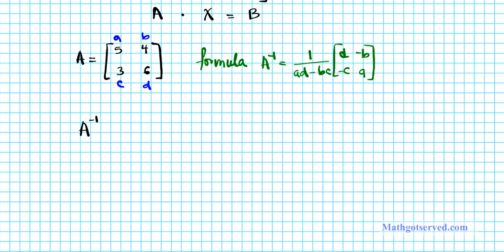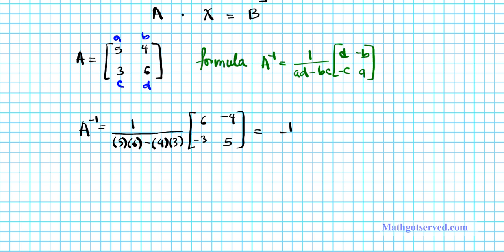A to the negative 1 is equal to 1 over the determinant of A, and the determinant, hopefully, is non-zero, is AD, 5 times 6, minus BC, 4 times 3. Okay, so that's the determinant. The denominator is the determinant times, we're going to switch A and D, so that gives us 6 and 5, and we take the opposite of the wings, negative 3 and negative 4. Okay, now let's simplify it further.